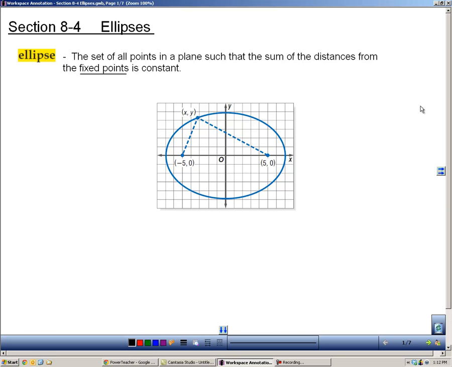Section 8.4 is about ellipses. Here you see a picture of an ellipse. An ellipse is a set of all the points in a plane such that the sum of the distance from the fixed points is constant.